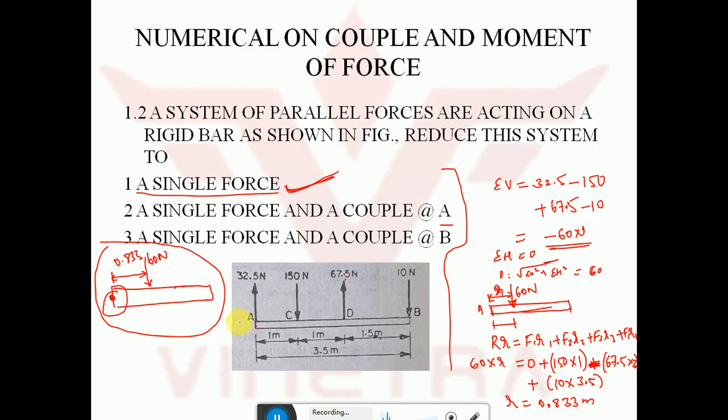In the next video I will solve another two problems, and thereafter in the third video I will go for one typical problem. With that we will conclude these numericals on couple and moment of force.